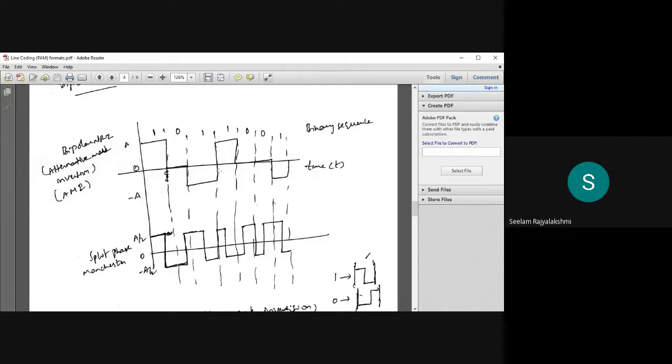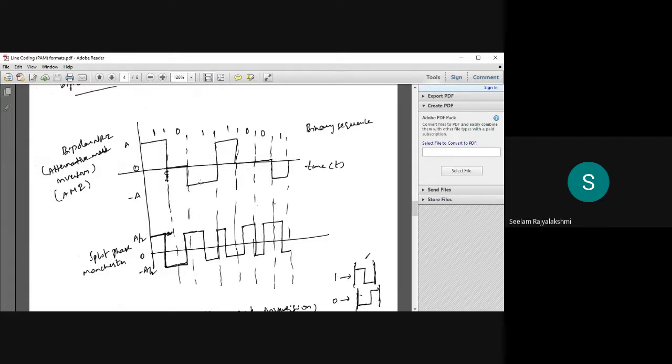For the next 1 it is again a positive value, then two zeros, so it moves along the time axis, and again 1. Already we have a positive 1, so the next alternate 1 takes the negative. That means it concentrates only on ones. It does not matter how many zeros we have, it matters only how many ones we have. So it keeps on changing for successive ones.